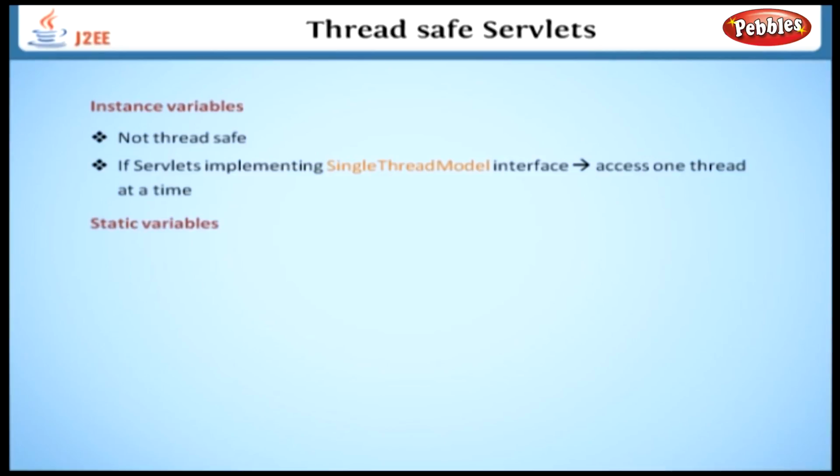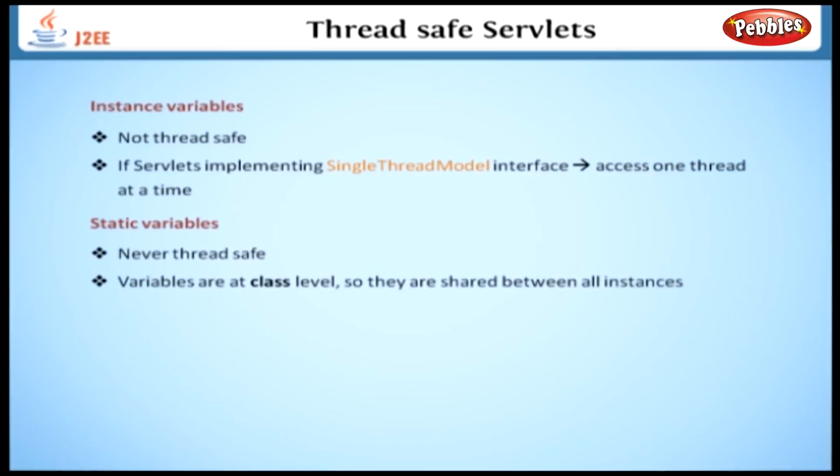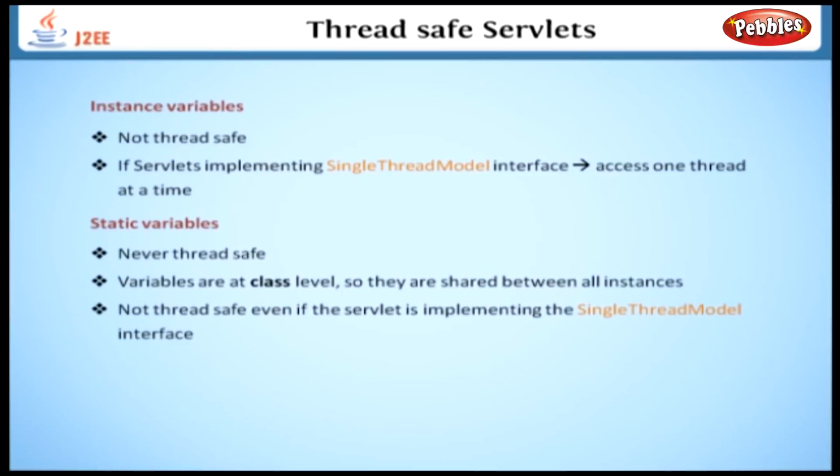Static variables. Static variables are never thread safe. These variables are at a class level, so they are shared between all instances. These variables are not thread safe even if the servlet is implementing the SingleThreadModel interface. Because of these characteristics, they are usually used to store only constant or read-only data.